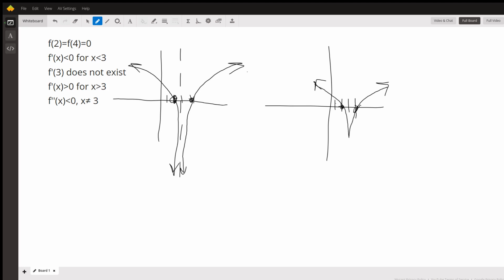The derivative at 3 does not exist, so there could be an asymptote there, or there could be a point where the derivative doesn't exist. The derivative is greater than 0 when x is greater than 3, meaning it's increasing. In both cases, it's increasing. So there you have it. Those are two such graphs.